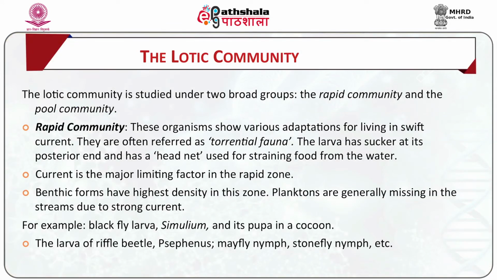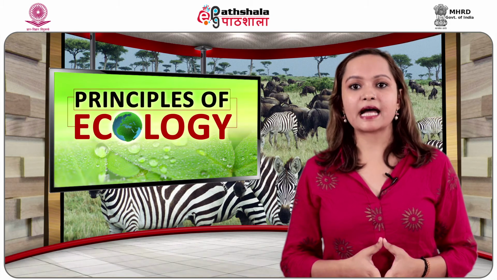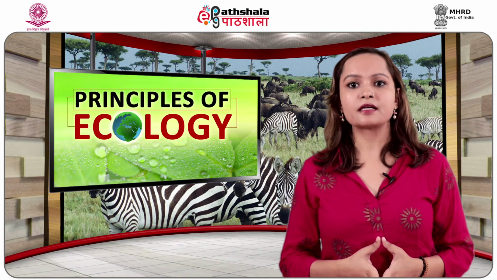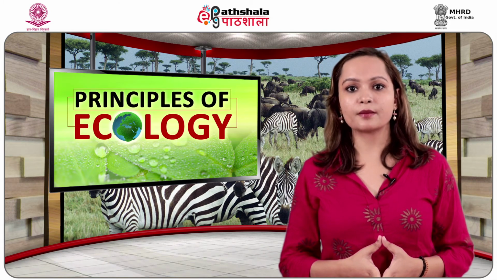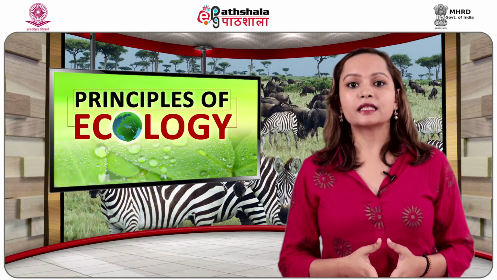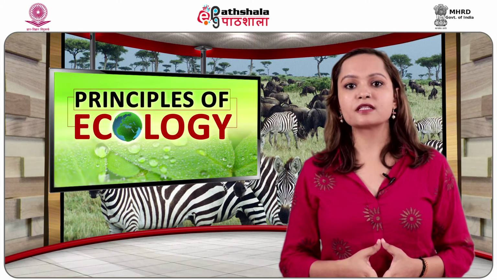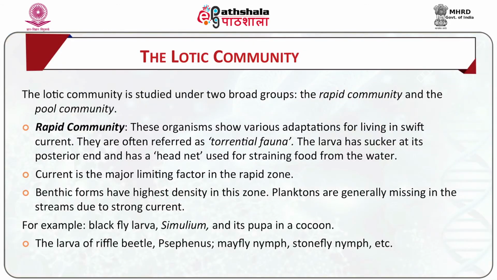The current is the major limiting factor in the rapid zone. The type of the bottom, like sand, pebbles, clay, bedrock or rubble rock, is very important in determining the nature of the communities and population density of the community dominants. The biota of the rapid zone in the river is highly clumped due to the firm substrate. Benthic forms have the highest density in this zone. Planktons are generally missing in the stream due to strong current.